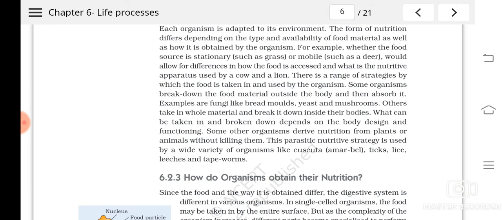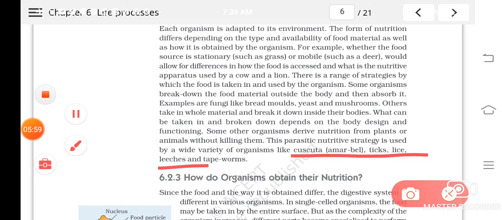Parasitic nutrition, an example is cuscuta. Ticks, lice, leeches, tapeworms, all these are examples of the parasitic mode of nutrition, in which the aim of the organism is not to kill the host. So in parasitism there are two organisms involved. What are they? Parasite and the host. The host is the one on which the parasite feeds. Understood? The host will not be killed directly, but the parasites cause certain harm to the host. Is it clear? So these are different kinds of nutrition.